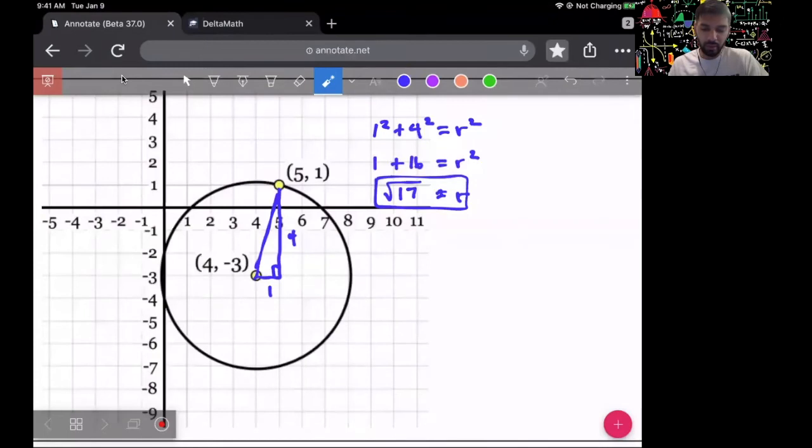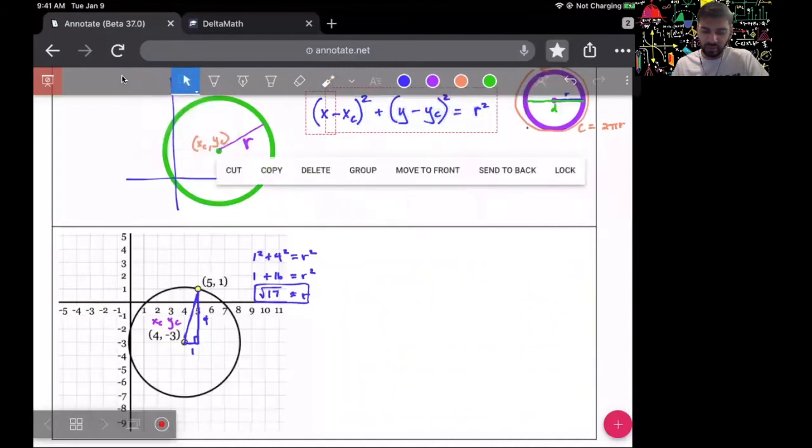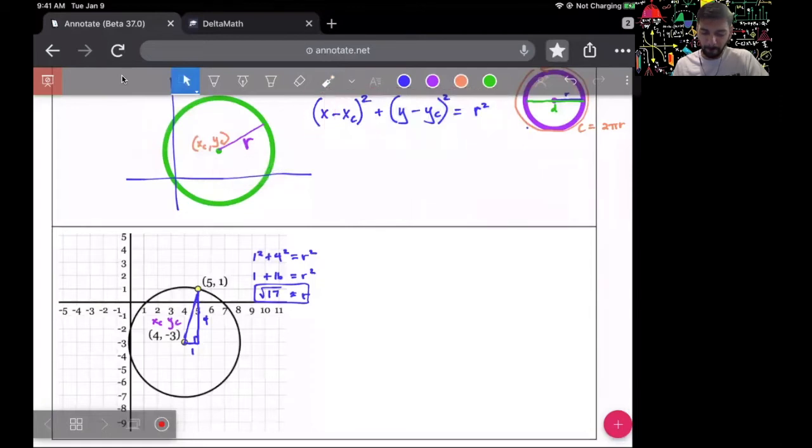And now I'm going to label x center and y center because that will help me write out the equation, just like I wrote up here. So what I'm going to do now is copy this so you can kind of see it down here.